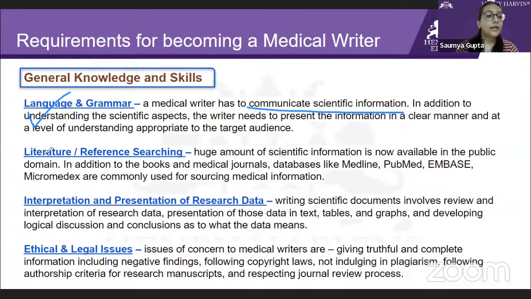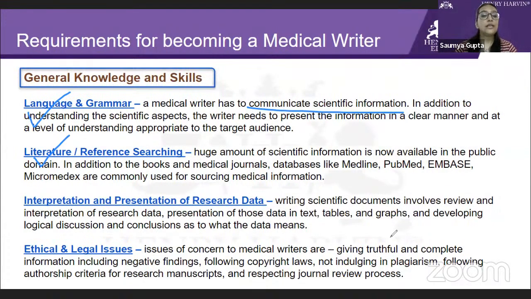Then literature and reference searching. Literature and reference searching is an integral part of medical writing. Whatever document you have to write, whether a research article of around 5,000 words, or a blog of only 500 words, for every type of document, you have to do proper literature searching. Whatever topic is provided to you, you will find a lot of information on the internet. So it is not only about searching, but also you should have the expertise of selecting or extracting the information which is relevant to your topic.